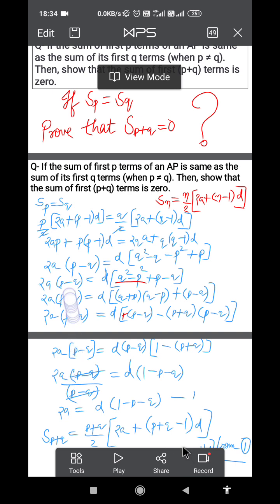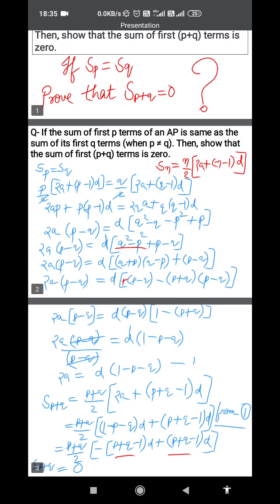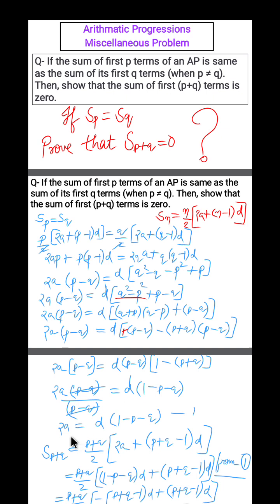So after that, if you notice, p minus q is common, I've taken p minus q common, and now when p minus q is common it can be cancelled out. I've cancelled it out, and so now I'm left with 2a is equal to d into (1 minus p minus q). Alright, this will be my equation number 1. This is my equation number 1.